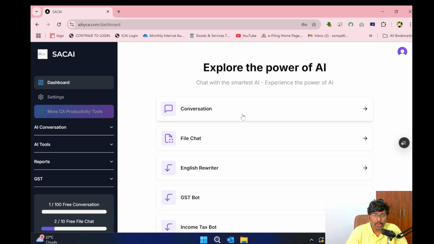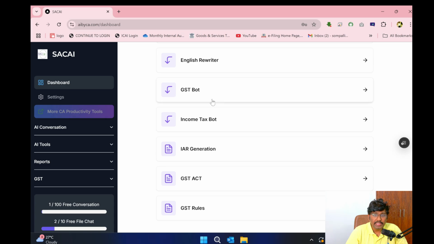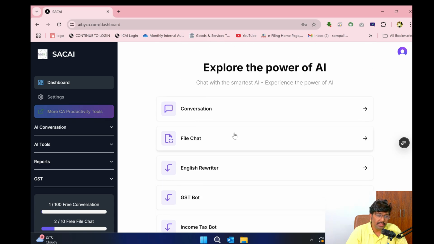So totally we have AI tools on conversation, file chat, English rewriter, GST bot, income tax bot, independent audit report generator, GST Act and GST rules. Let's discuss each and every topic in detail.